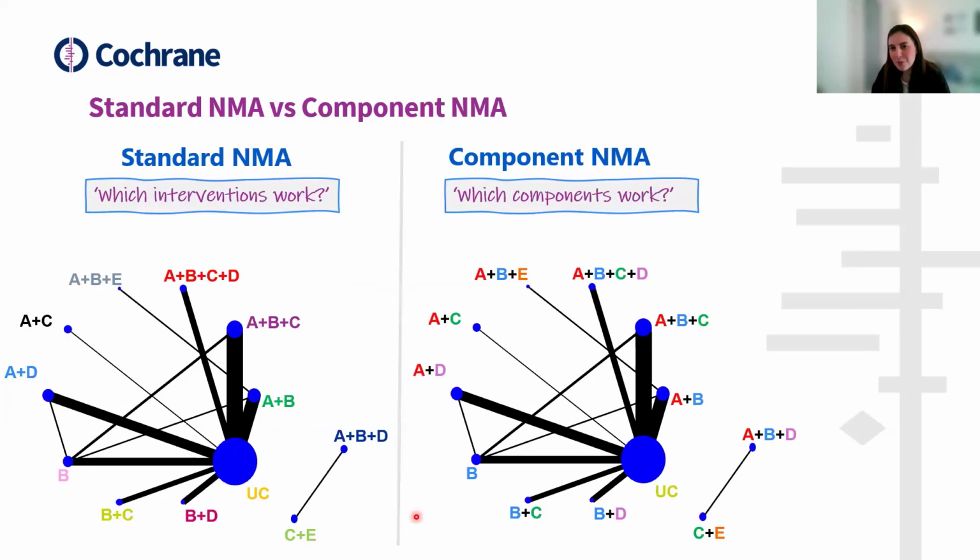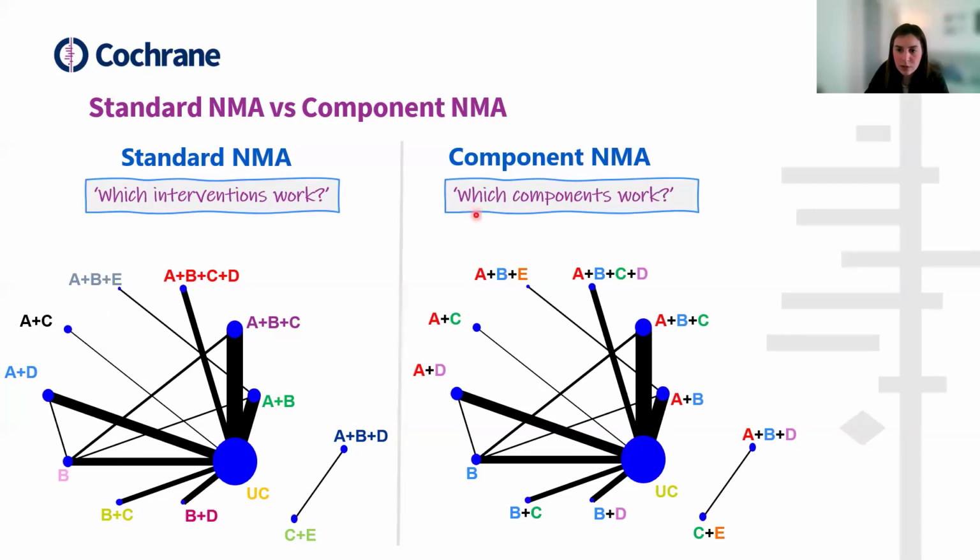Now that we've seen components and we got familiarized with multi-component interventions, let's explore component network meta-analysis. So this is the same network as we saw before, but we will see that from two different aspects, from the NMA and the CNMA aspect, the component network meta-analysis. In standard network meta-analysis, we are interested in answering the question, which interventions work? So each of the nodes, each combination of components is considered to be a different intervention, and we are going to estimate a different effect for each of them. So each different intervention here is denoted with a different color.